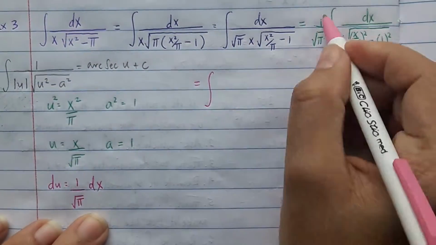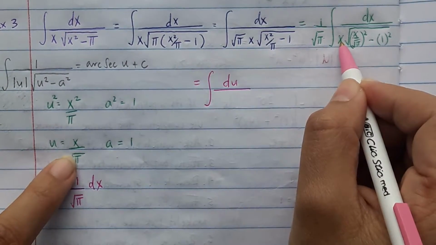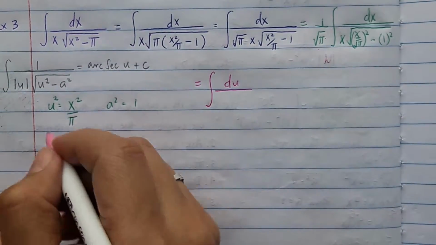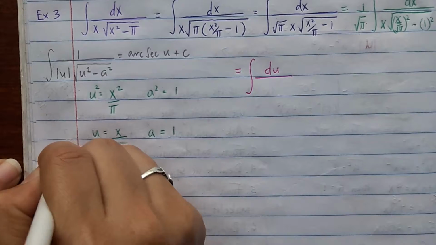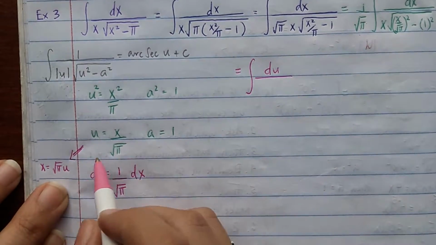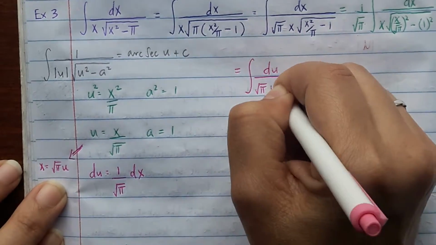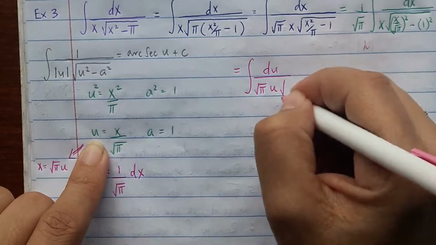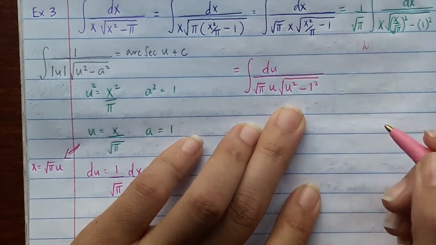So write the integral, which is going to be du, because all that has become du, over x. So I need to find what x is. Okay, so all I have to do is multiply both sides of that by radical pi, which is going to be radical pi u equals x. So that's what I'm substituting x as. So x is radical pi u, and then the square root of that, which is u, so that's u squared minus a squared, or 1 squared.